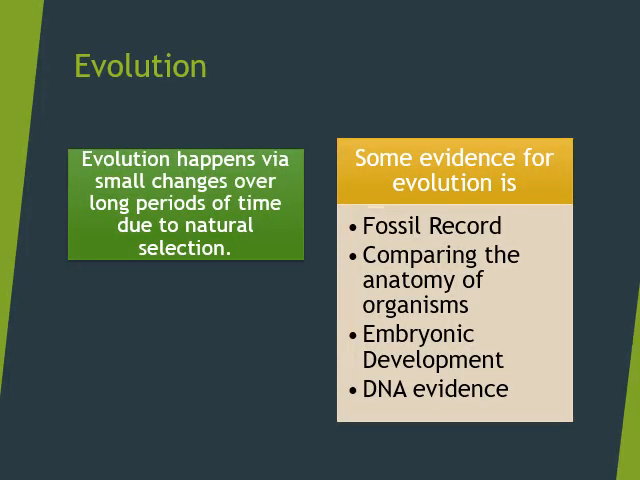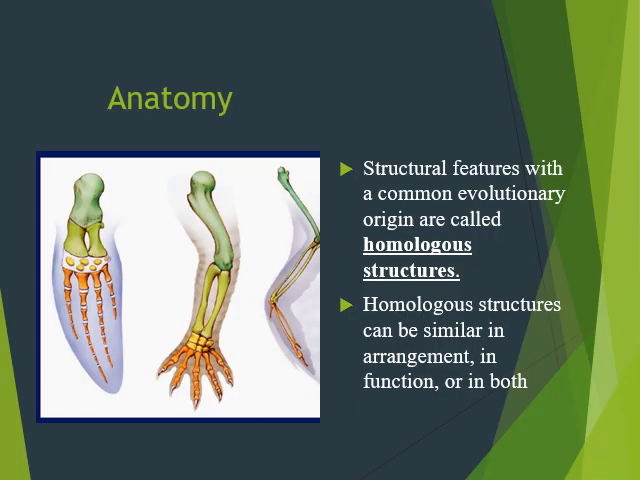So for evolution to actually happen, it's very small changes over long periods of time due to natural selection. Some evidence for evolution is the fossil record, comparing the anatomy of organisms, embryonic development, and then DNA evidence. We talk about some anatomy. Structural features with common evolutionary origin are called homologous structures. So if you look at the bone structures here, we have our finger bones, we have our wrist bones, the two bottom arm bones, and then the top one, the upper arm bone.